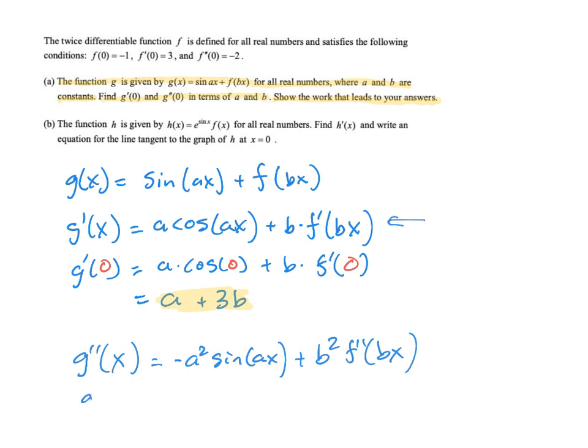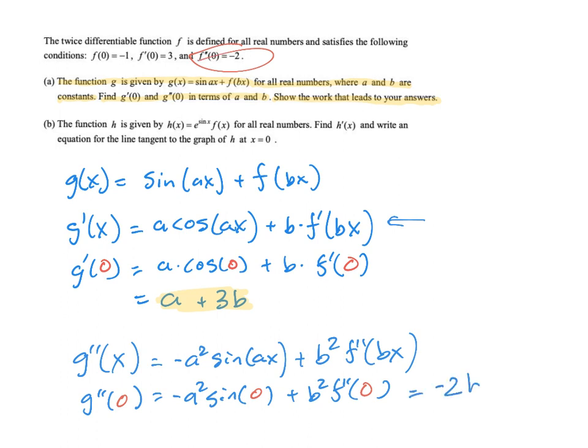And again, we're going to plug in 0. So let's see if we can do that right down here on the bottom of the screen and not run out of space. G double prime of 0. Again, we're going to have to know our unit circle. A times 0 is 0. Sine of 0 is 0, so that's good. So that all is going away when we do this thing here. And then we've got b squared times f double prime of 0. Remember, they told us what f double prime of 0 was up top, right here. And so this thing is negative 2b squared. And we're done. We're done with letter A anyway. Let me highlight that.